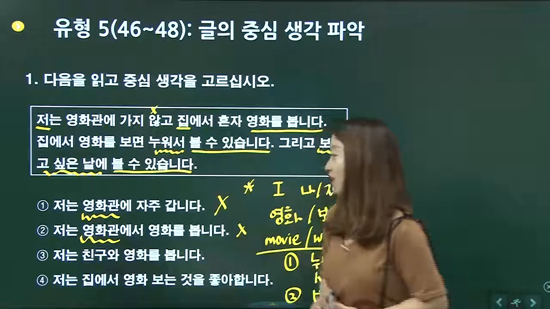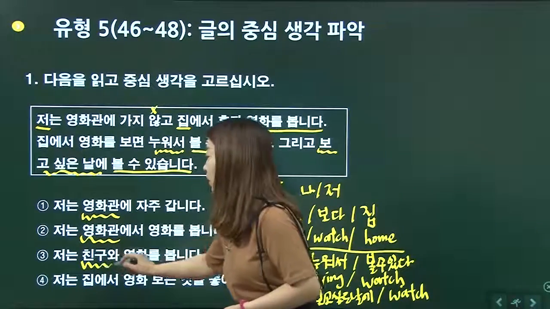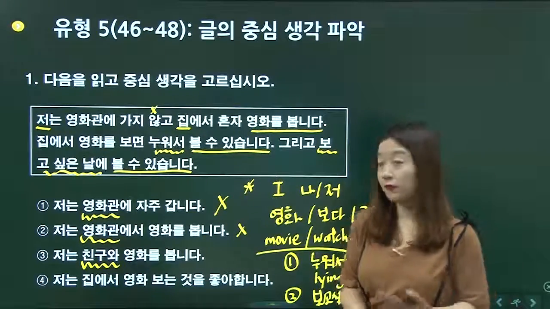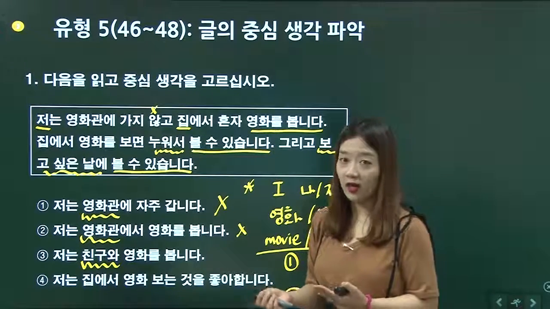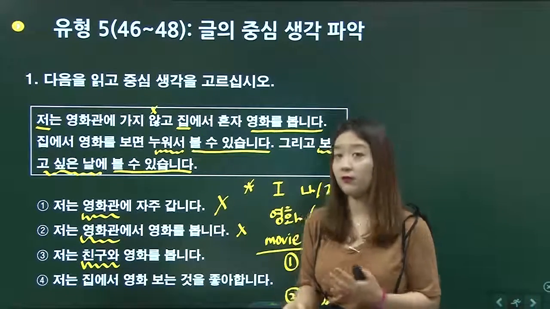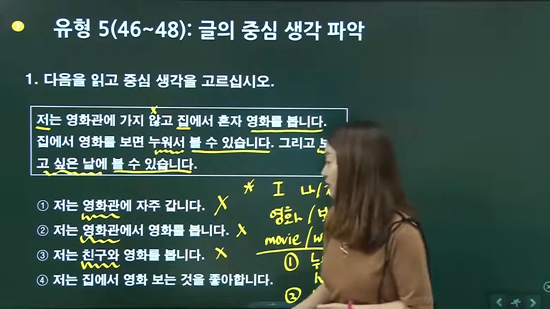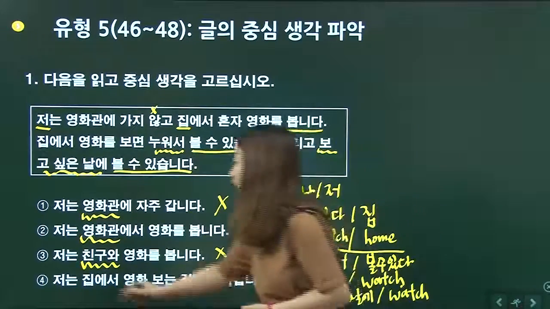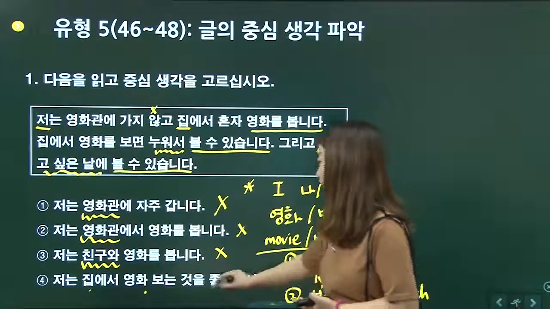Number three. 저는 친구와 영화를 봅니다. 친구와, with friends, right? Of course, I can watch a movie with a friend, but in the passage there's nothing about watching a movie with a friend. So we don't know if it's true or false, right? Number four, 저는 집에서 영화 보는 것을 좋아합니다. 집에서 영화 보는 것, watching movies at home, 좋아합니다.